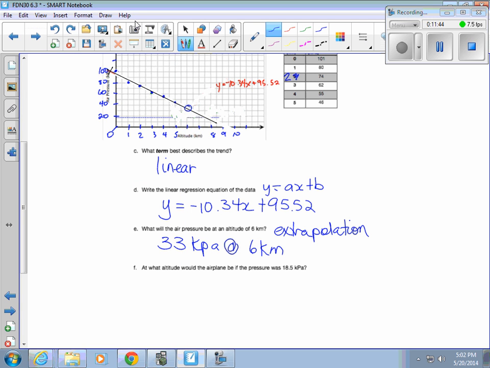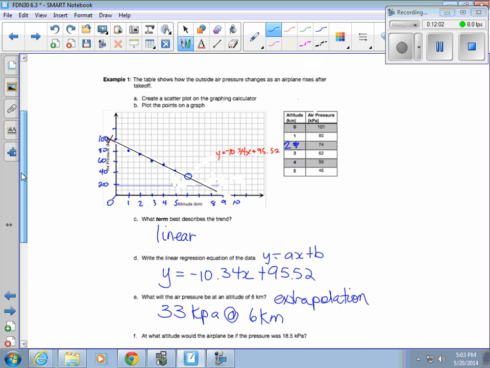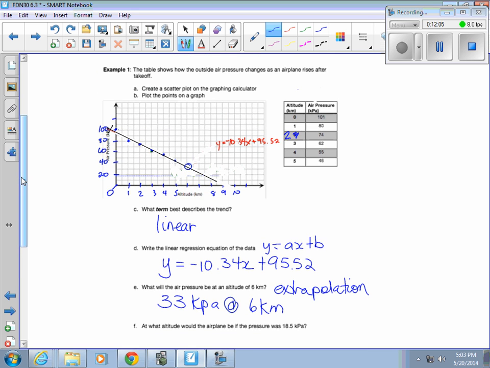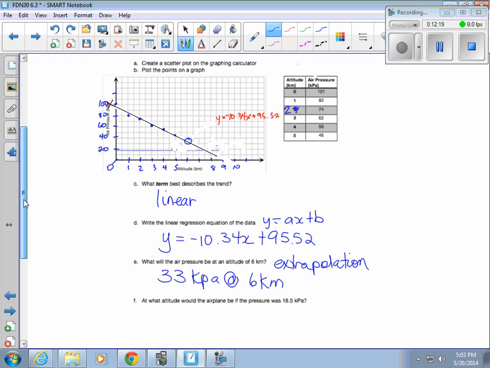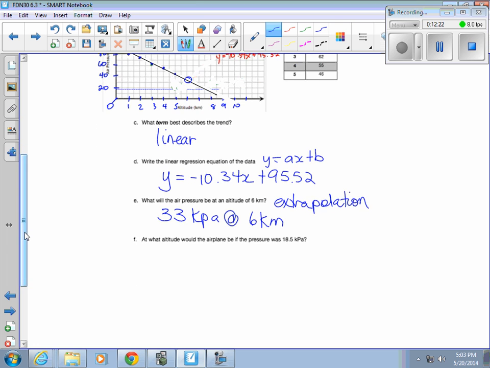So if we look off of the data there, we can see what is going to be the correct or approximate one. So F says, at what altitude would the airplane be if the pressure was 18.5 kilopascals? So 18.5 kilopascals is again outside of the data that we have, so we're going to do extrapolation. This is kind of where my dotted line is going here, hits it at about right here, which would be about 7.5, a little bit less based on my line. So we would say this is at about 7.4 kilometers.